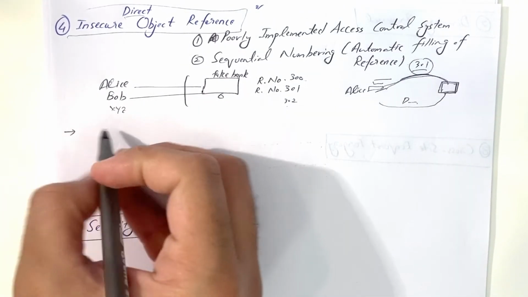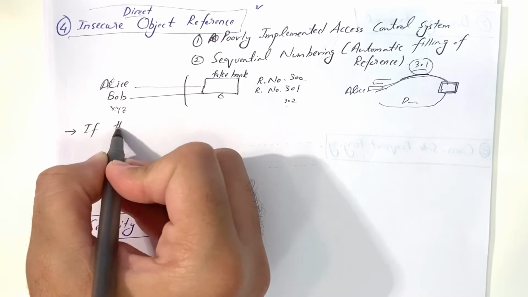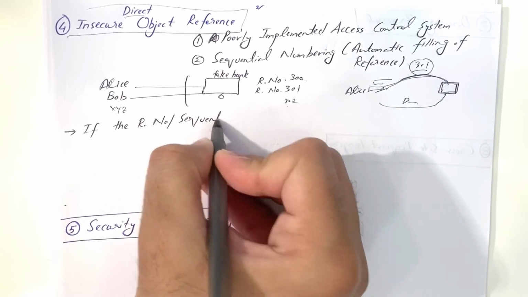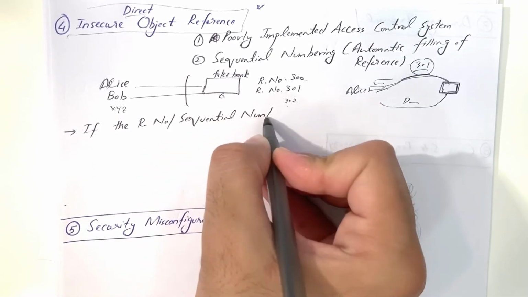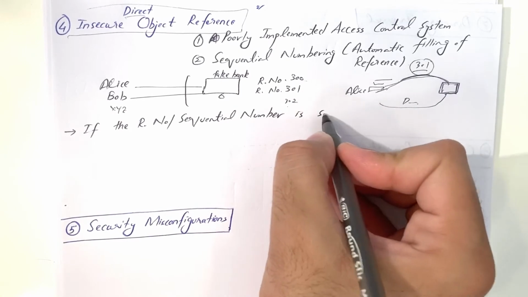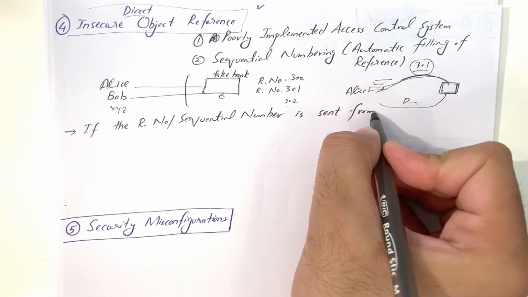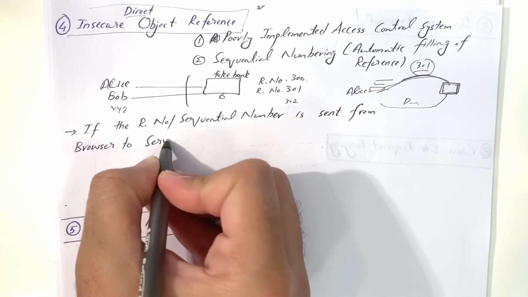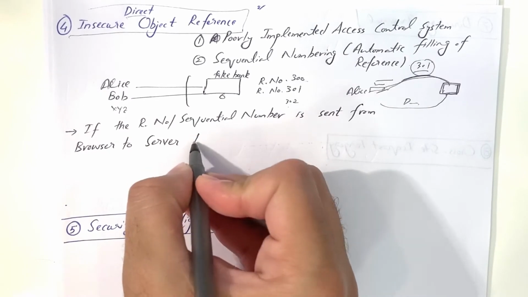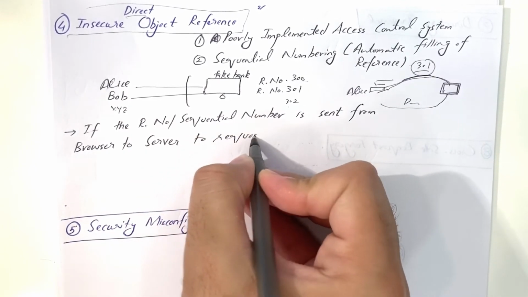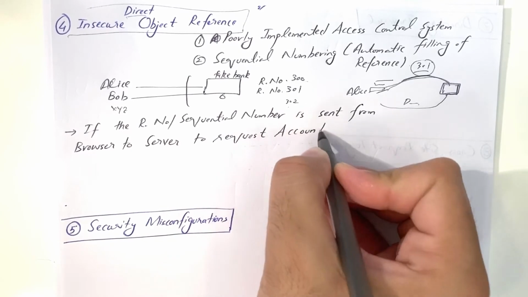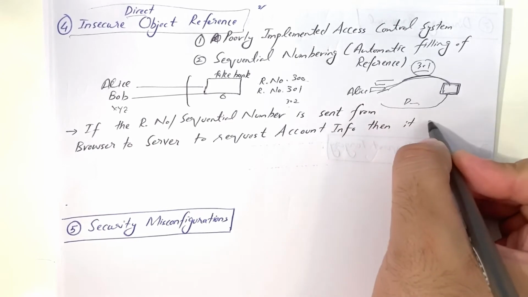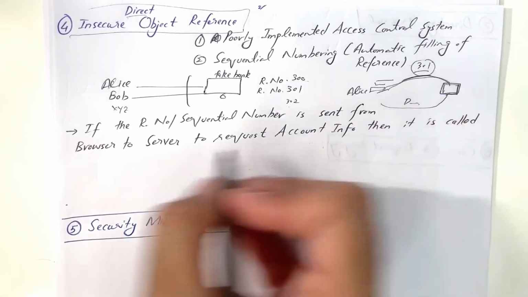So let me write it down. If the registration number, or sequential number, is sent from browser to server to request account info, then it is called direct object reference.